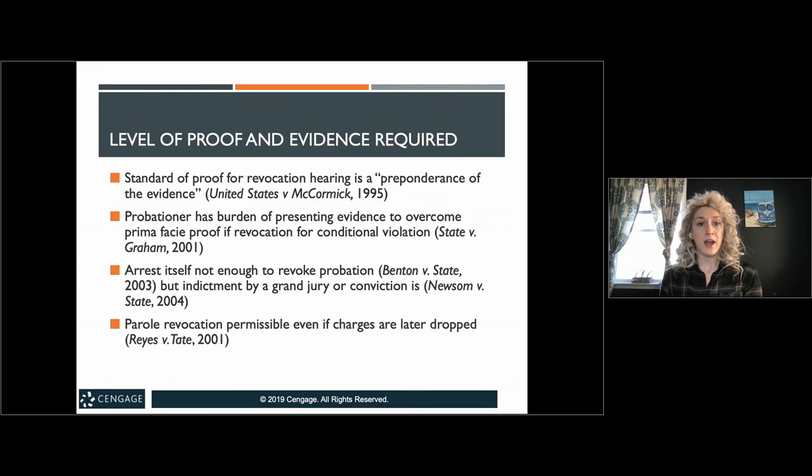Also, just because the offender is arrested, that's not enough to revoke their probation. However, having an indictment by a grand jury or a conviction for a new offense is enough. And then parole revocation is permissible even if those charges are later dropped.